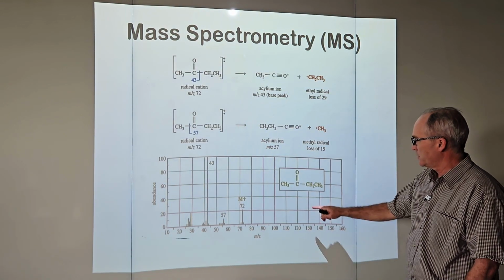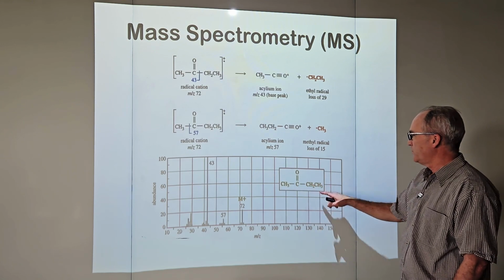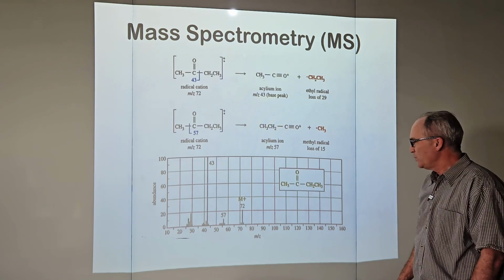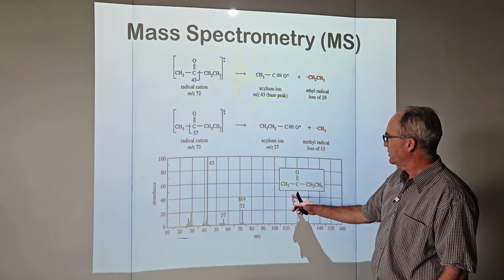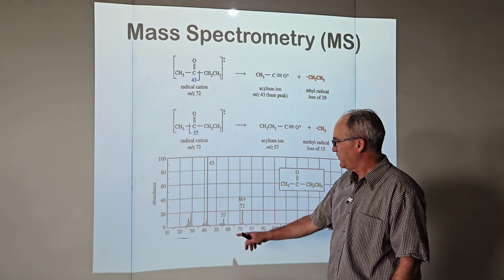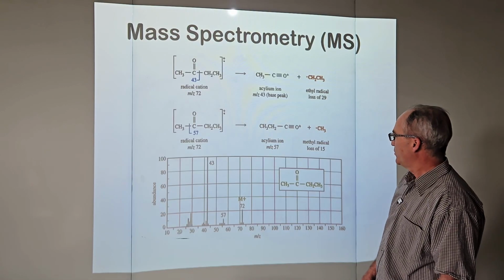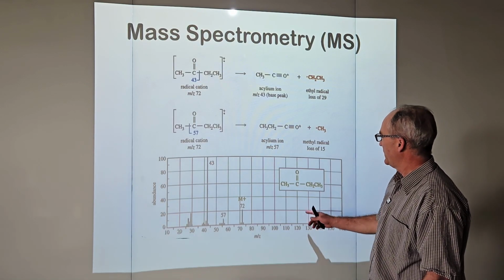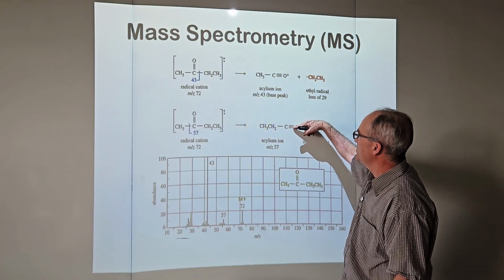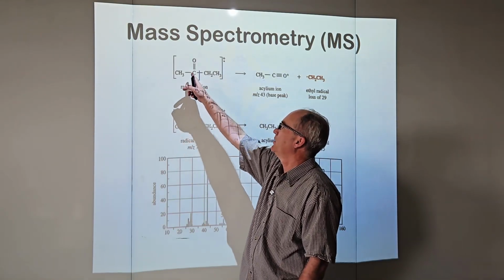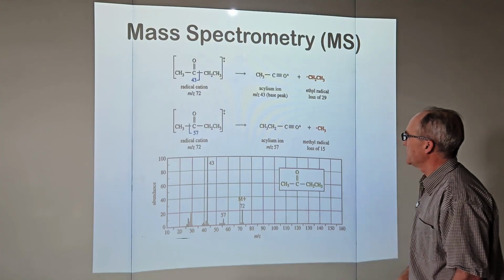And so here's 1, 2, 3, 4, 2-butanone. And so if we imagine cleaving it right there, we'll get this 57. Where's the 43 come from? Probably cleaving it right here. So we get 2 acylium ions, cleaving it on either side.